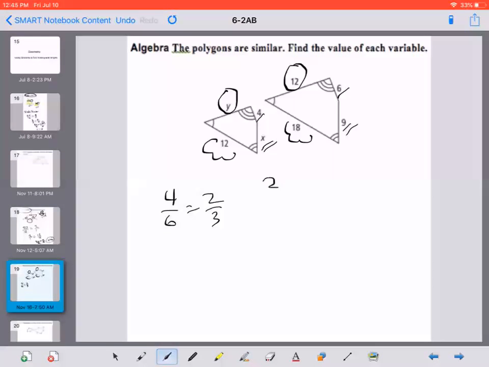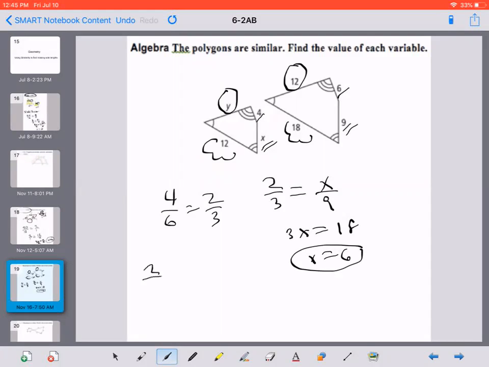And so 2 is to 3 as X is to 9. And we can use our product of the means equals product of the extremes and solve for X. We can do the whole shebang again for Y, because 2 is to 3 as Y is to 12. And we can do product of the means equals product of the extremes, and Y is 8.